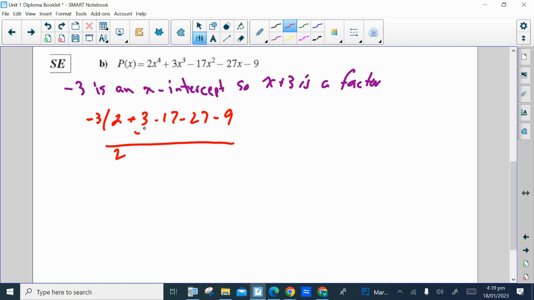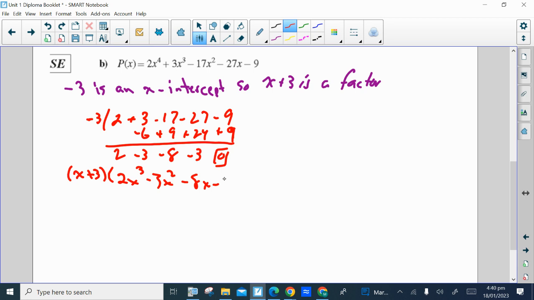So we multiply and add. Multiply and add. Multiply and add. Multiply and add, and we get the remainder of 0 that we needed to get. So this confirms not only that x plus 3 is a factor, but also gives us our quotient. And in this case, we divided a fourth degree by a first. That'll give you a cubic. This will be 2x cubed minus 3x squared minus 8x minus 3.